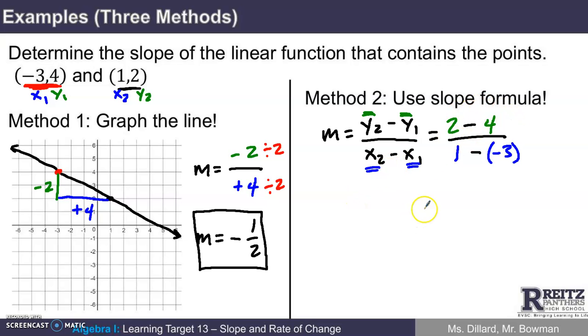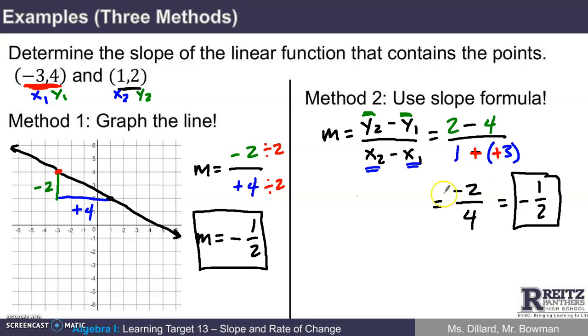Once I've got the values in place, all I need to do is simplify the right-hand side. 2 minus 4 is negative 2. 1 minus negative 3 is the same as 1 plus a positive 3, which makes a positive 4. And I've got the same value I had before, which reduces to negative 1/2. An advantage of method 2 over method 1 is you don't need to draw the line first. But a disadvantage might be that it could be really tricky to get all the signs the way they need to be.